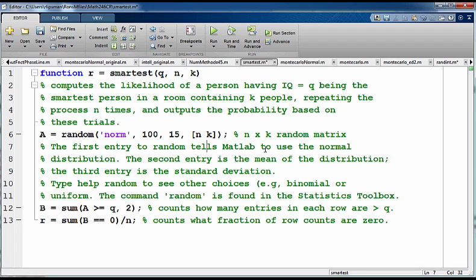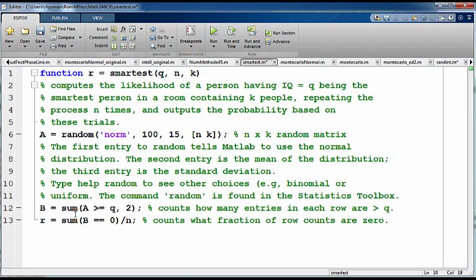So all these words basically say the same thing. The first entry to random tells MATLAB to use the normal distribution. Second is the mean. Third is the standard deviation. And now the suggestion is to type help random to see what other probability distributions you can use. For example, the binomial distribution or the uniform distribution. Okay, so I have now my random matrix. Each row is the IQs of the people in the room, and we do this n times. Think of n as a big number.